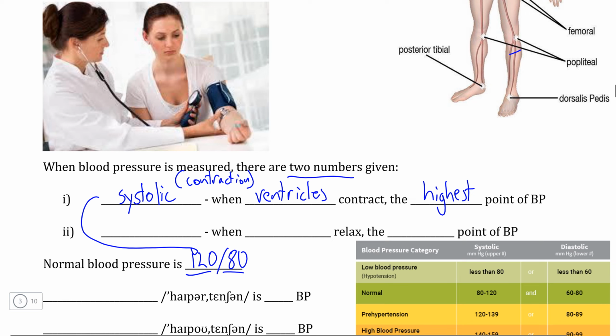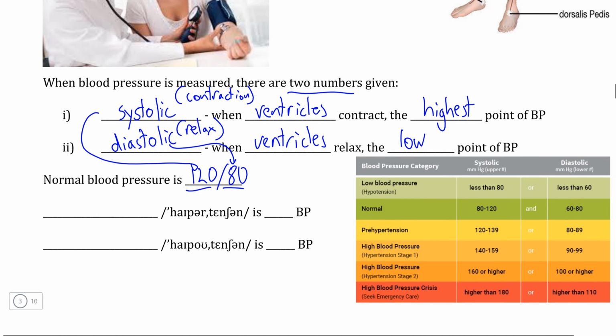Now, the opposite, therefore, or the low measurement in blood pressure is what we call your diastolic blood pressure, which, again, diastole means relax, meaning that this is when the ventricles are relaxing, and therefore this would be the low point of blood pressure, which is why for a blood pressure of 120 over 80, both numbers are listed as the high points and low points of your blood pressure respectively.